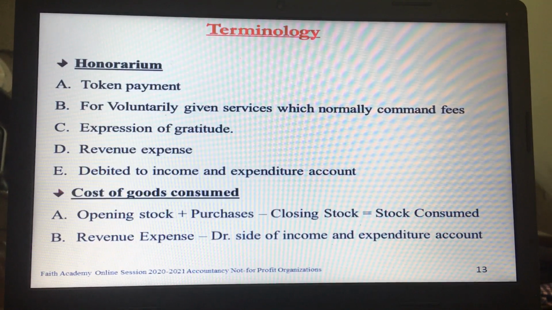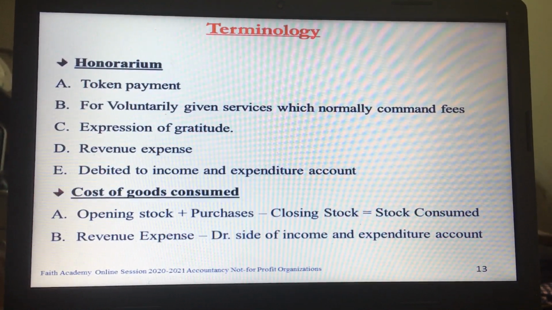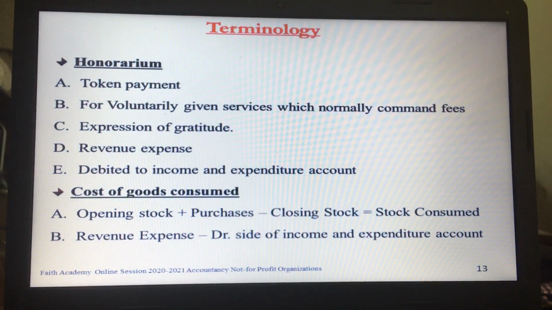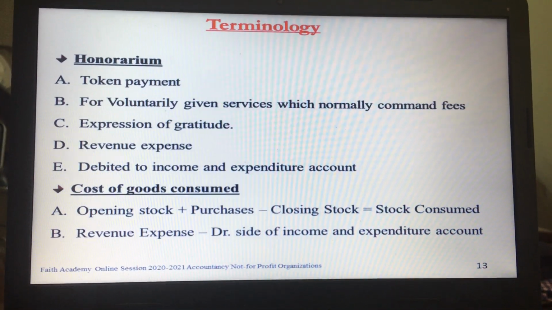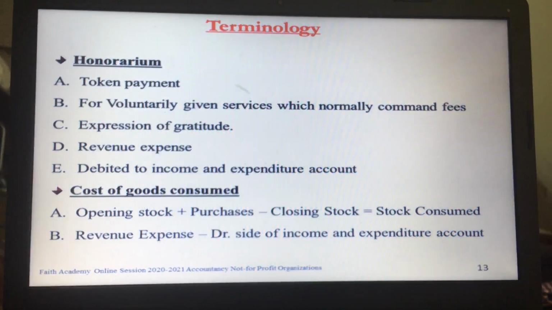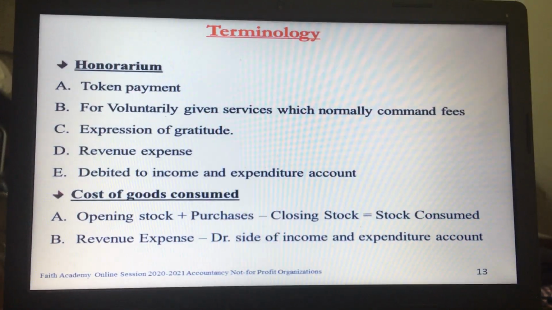Honorarium. Honorarium is something which is given to a person who has come to give us services. We are not paying him the fees, but we are just giving him a token payment to express our gratitude for his services. It's a revenue expenditure and it will go to the debit side of income and expenditure account.